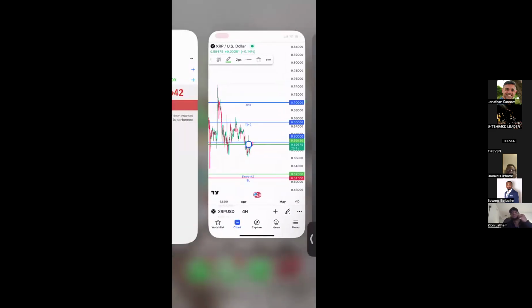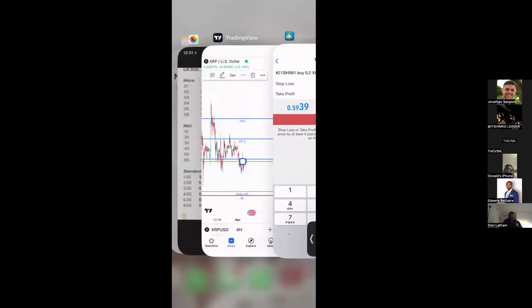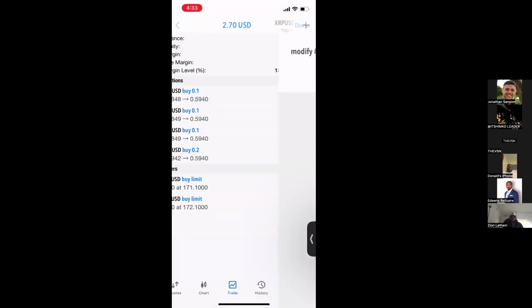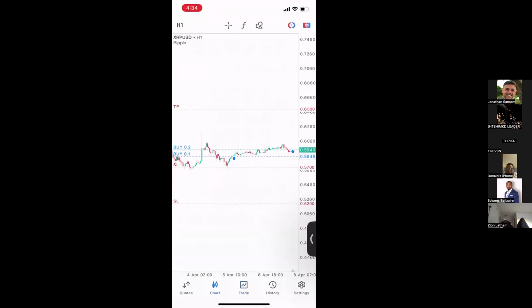So what we're going to do is we're going to tap in and we're going to put 0.52. Okay. Right there. Flat. There is my trade. There you go. Boom. We're riding this bad boy all the way up.